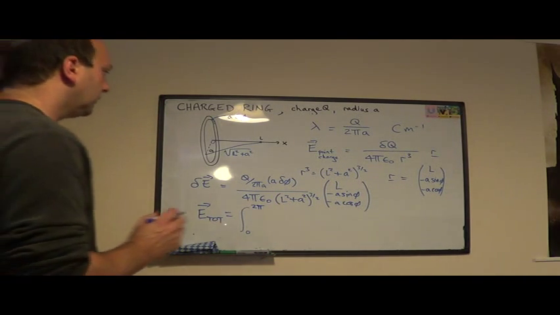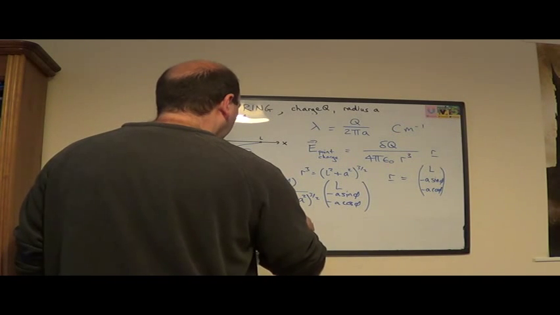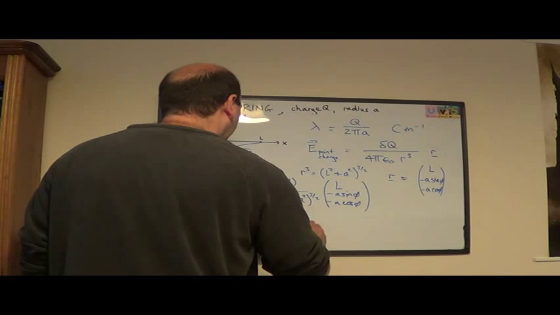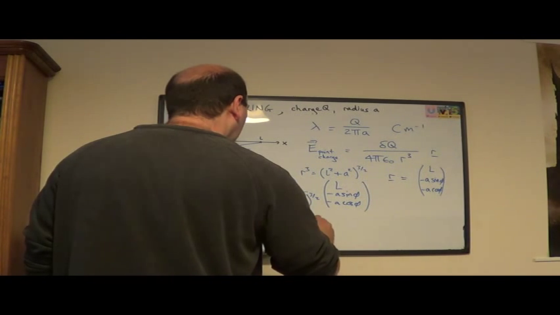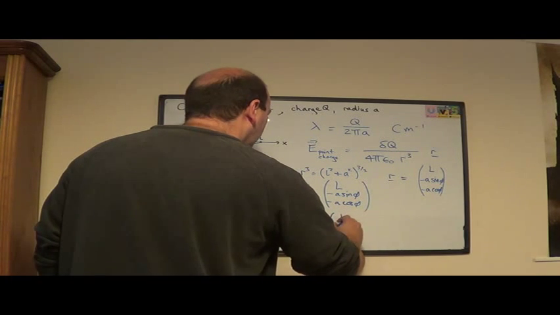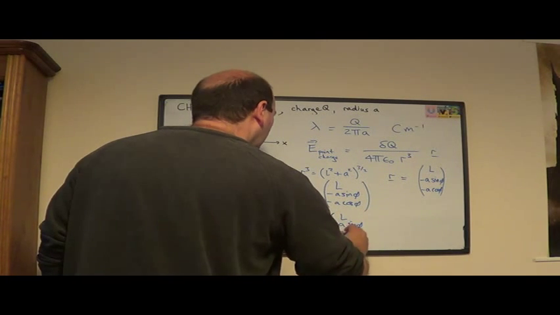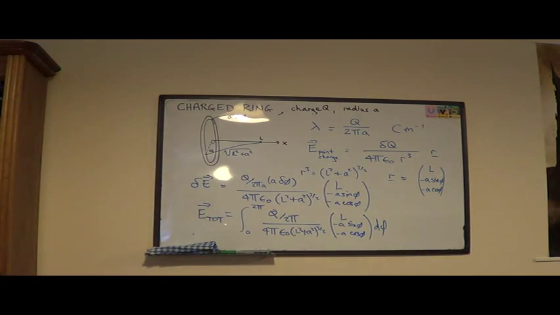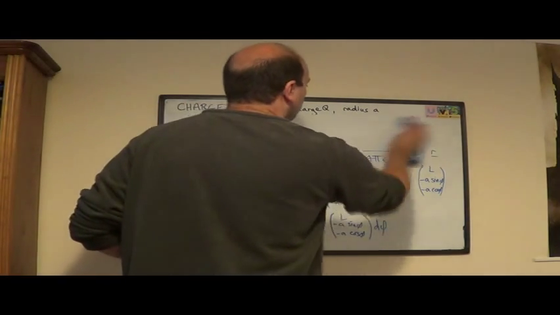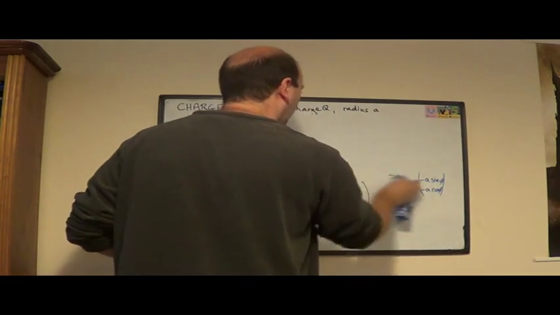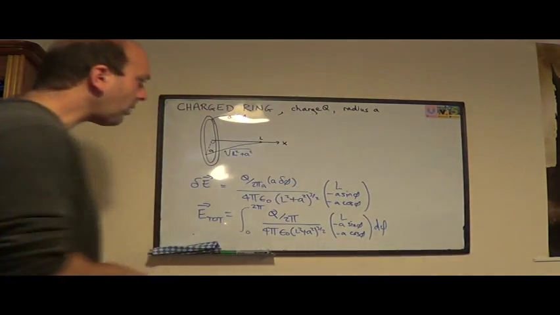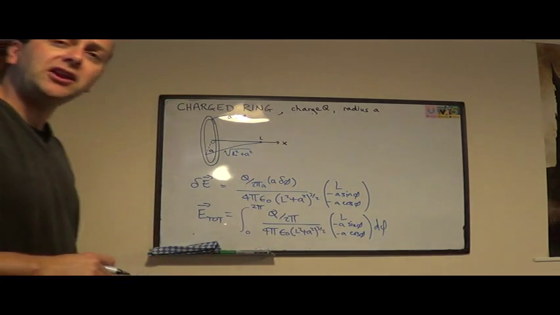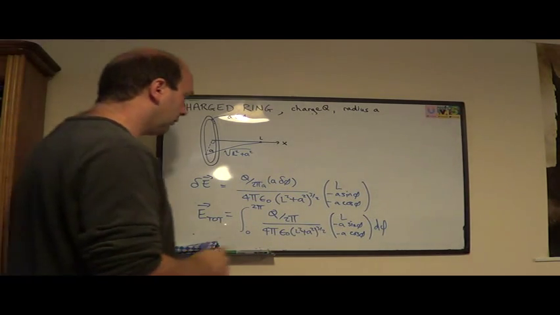from 0 to 2 pi of q over 2 pi all over 4 pi epsilon naught (L squared plus A squared) to the 3 over 2, times (L minus A sine phi minus A cos phi) d phi. Now we've got three integrals to do, one for each of the components.